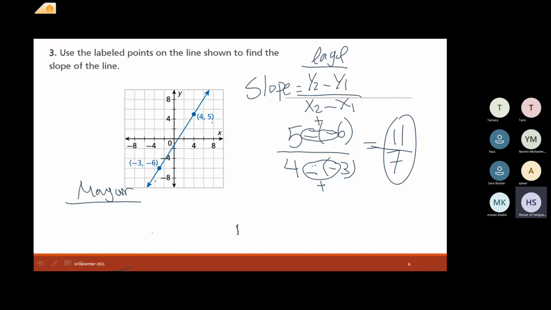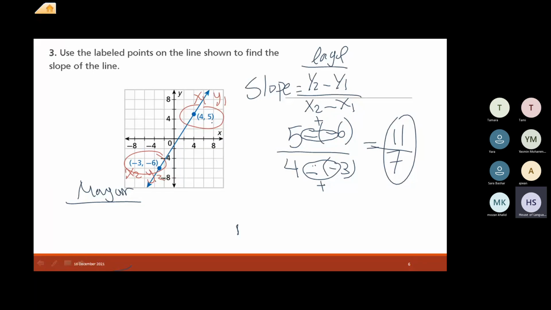Now, I want to say that this is my first point, and this is my second point. Let's see now if Mayar gets the same answer or not. Where is x2? But teacher, it's already the same. I want to prove that if I change the order, I will get the same answer or not. Let's see. Where is y2?